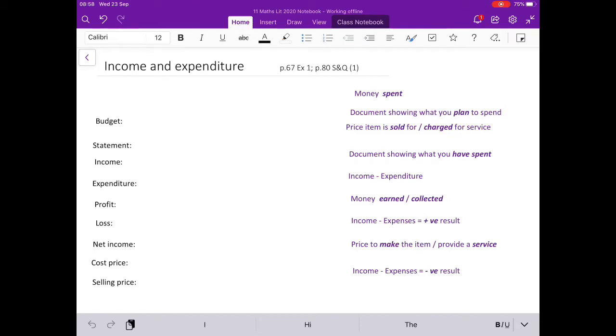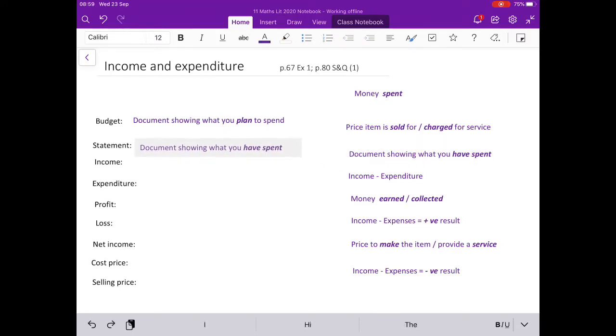When dealing with finance, you have to know certain terms and what they mean. So let's have a look. We're going to match the columns. So what is a budget? A budget is a document showing what you plan to spend. So that is a prediction. A statement is a document showing what you have spent.